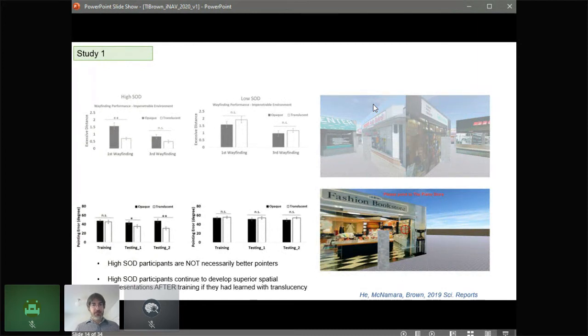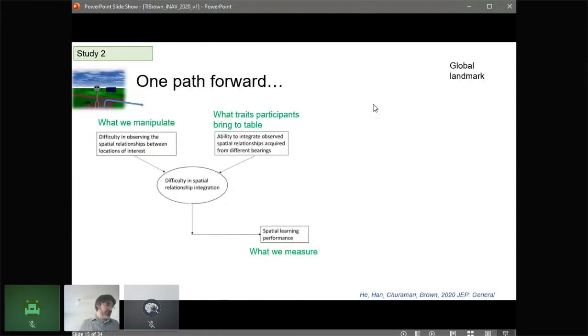So one way to summarize the results of this is to begin fleshing out a conceptual model that incorporates these individual differences and these environmental factors. So in this case, your difficulty in spatial relationship integration can be derived in part from your difficulty observing spatial relationships, and that's an environmental feature, and your ability, or perhaps your propensity, to integrate spatial relationships that you observe over the course of encoding.